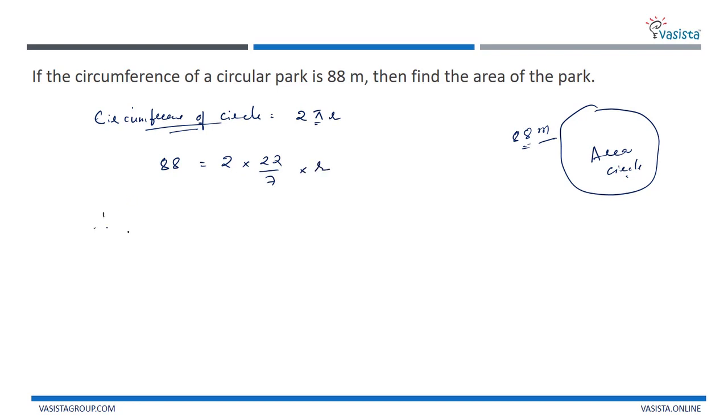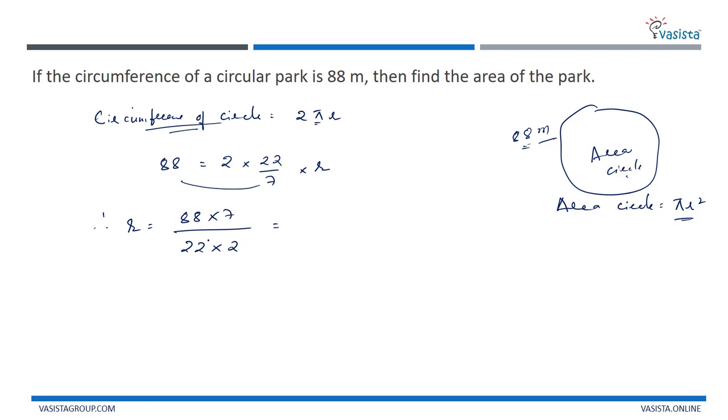So therefore, the radius we need to find out, because the area of a circle is equal to pi r square. So here we need to find r. By using the circumference of the circle data, we can find it. r is equal to 88 into 7, 7 goes that side, over 22 into 2.